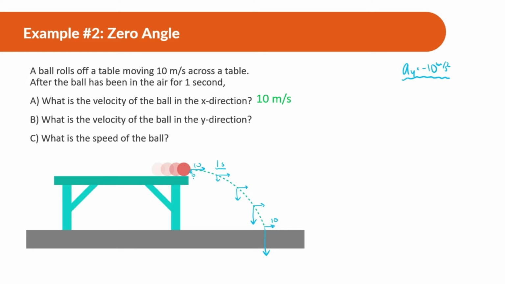So it's going to go from 0 to negative 10 meters per second. And if we did this mathematically, we should be able to see this. So we should know the final velocity in the y is equal to the initial velocity in the y plus acceleration in the y times time.